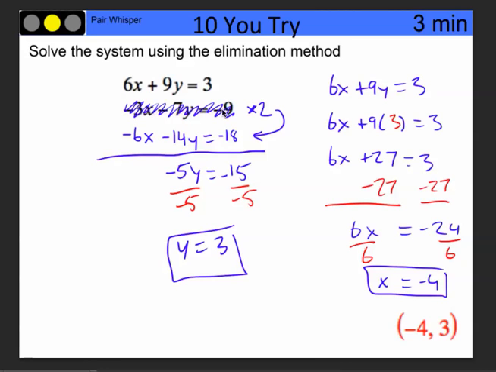So first I multiplied one of the equations so that I could get two of them to match up so I can eliminate them. I eliminated the x's here, so I was able to solve for y. I substituted y into one of the equations, and then I could solve for x.